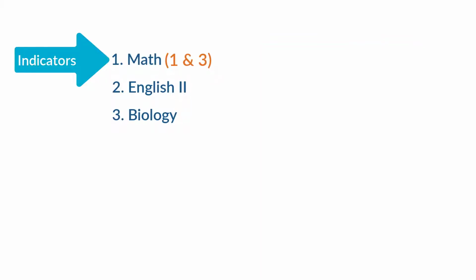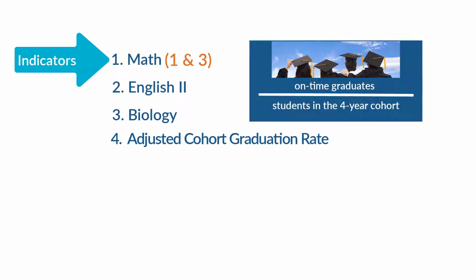The 4th indicator at the high school is the adjusted cohort graduation rate. This indicator shows how many students graduate within 4 years of entering high school.